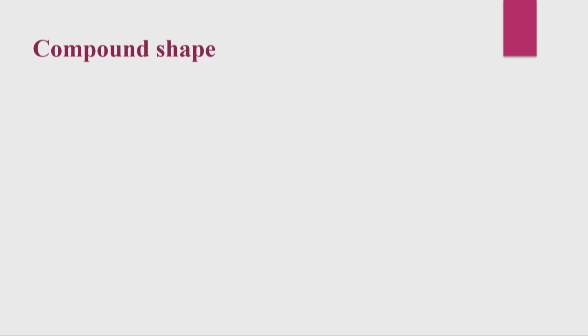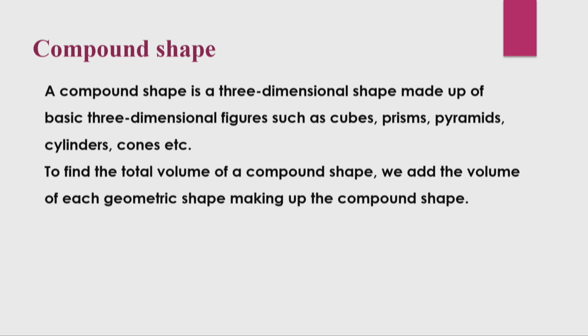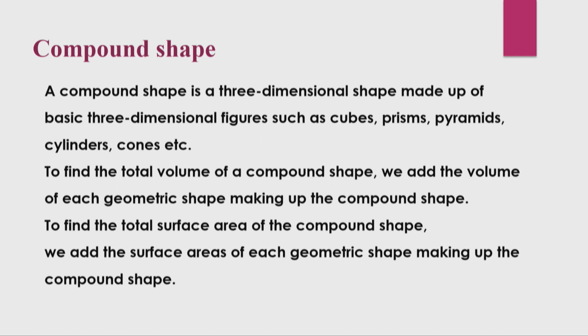First, let's look at what a compound shape is. A compound shape is a three-dimensional shape made up of basic three-dimensional figures such as cubes, prisms, pyramids, cylinders, cones, etc. To find the total volume of a compound shape, we add the volume of each geometric shape making up the compound shape. To find the total surface area of the compound shape, we add the surface areas of each geometric shape making up the compound shape.